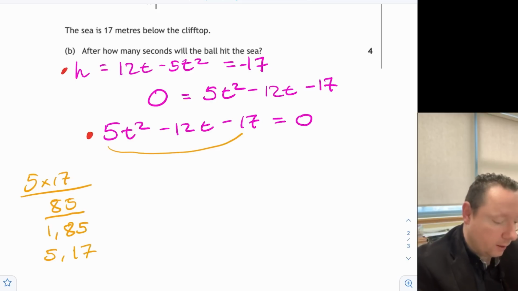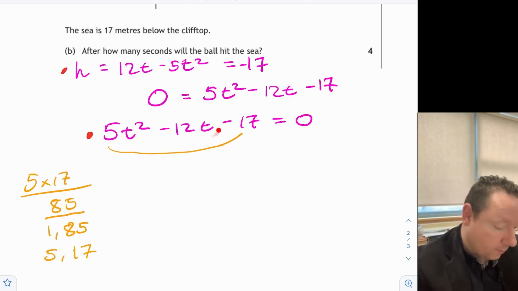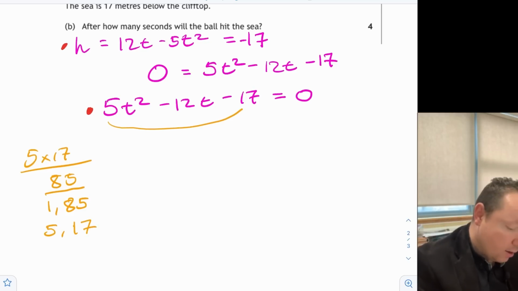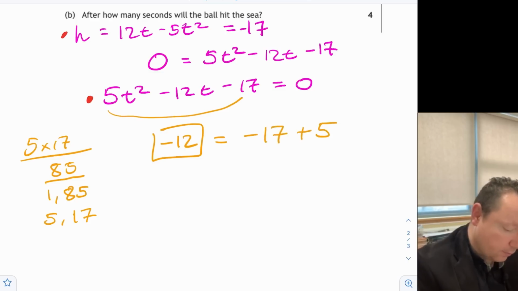Now, if you look and stop here for a moment, you should realise that 5 and 17 times together make the 85 that I've just found out, but they add or take away to make minus 12. So remember, now we're just trying to make minus 12. So to make minus 12 is our key number. That equals minus 17 plus 5.